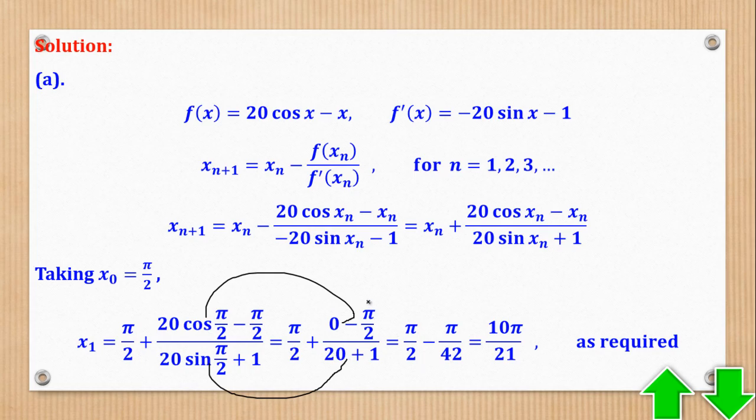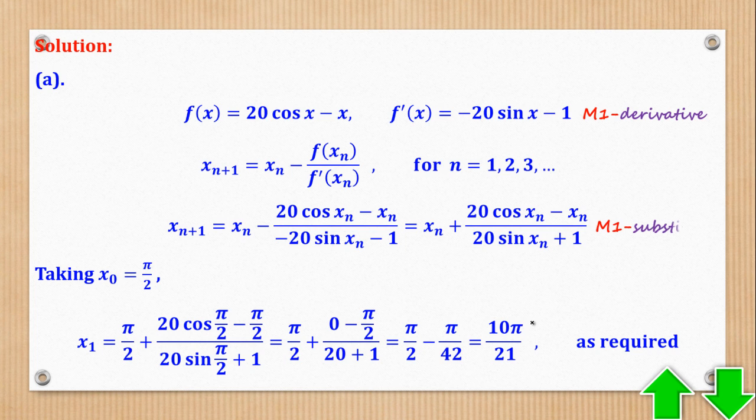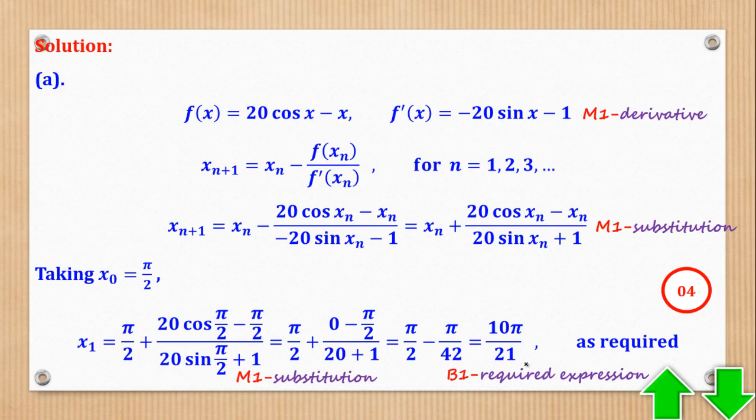So simplify. This is here. Then this divided by 21 is pi over 42. Then this subtraction gives you the required expression. And that's what they wanted.